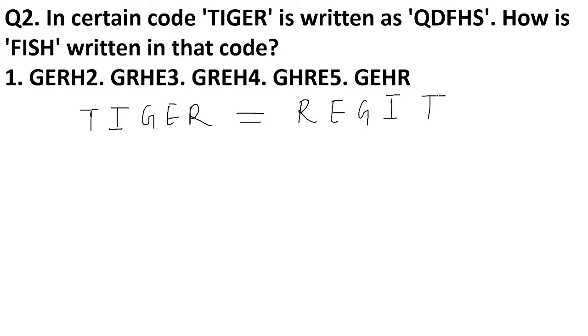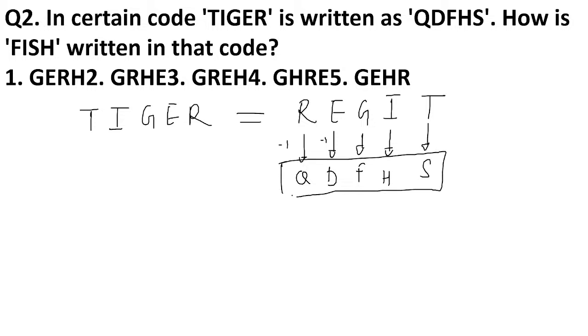After reversing this, I go one step back for each letter. Look here. R minus one step back gives Q. E minus one gives D. G minus 1 gives F. The letter before I is H, and the letter before T is S. So this is the code. What I have done, students, is simply reverse the word and take one step back for each letter.